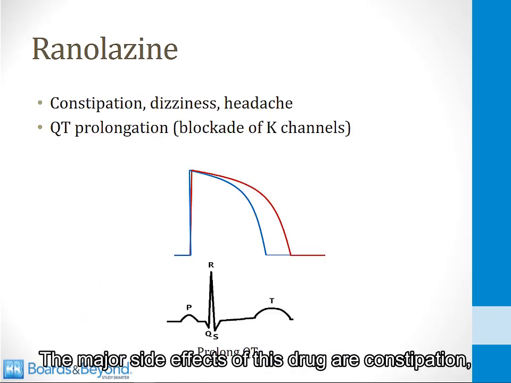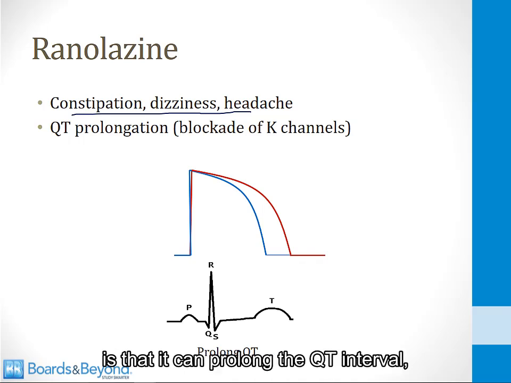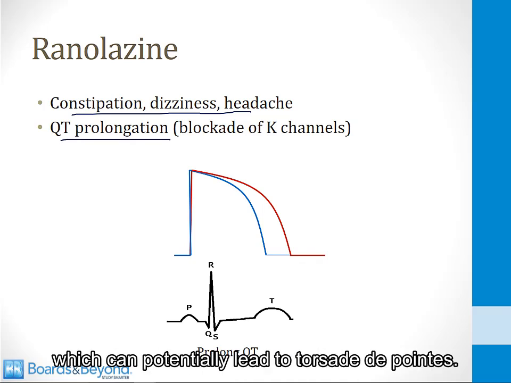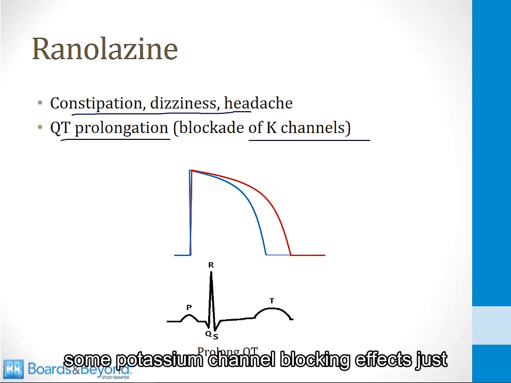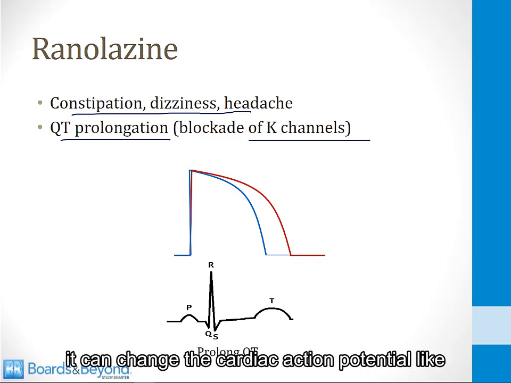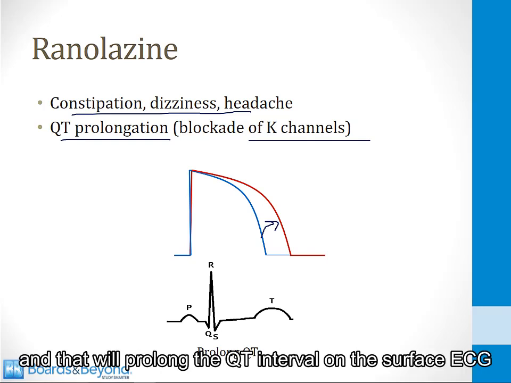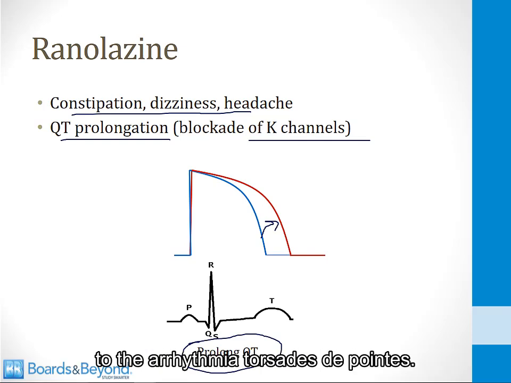The major side effects of this drug are constipation, dizziness, and headache. The feared side effect of this drug is that it can prolong the QT interval, which can potentially lead to torsade de pointes. The reason that this happens is because ranolazine also has some potassium channel blocking effects, just like class 3 antiarrhythmics. So just like class 3 antiarrhythmics, it can change the cardiac action potential, like from the blue to the red here, and that will prolong the QT interval on the surface ECG. And when the QT interval becomes prolonged, that can potentially lead to the arrhythmia torsade de pointes.